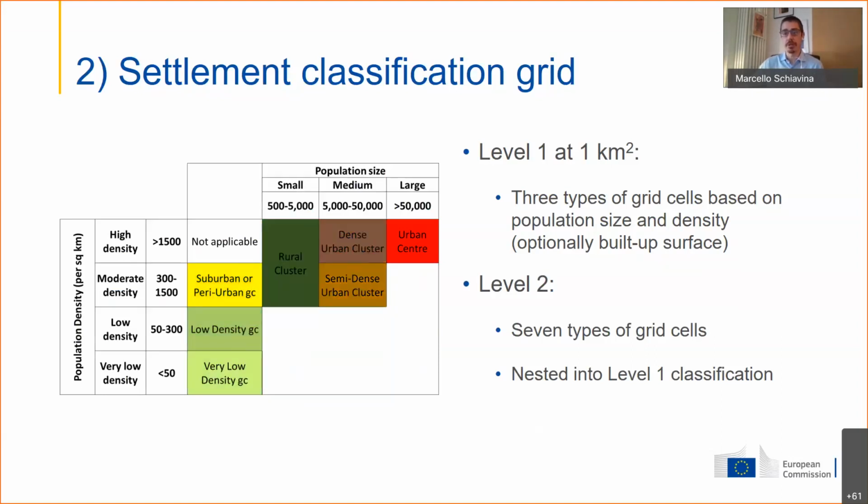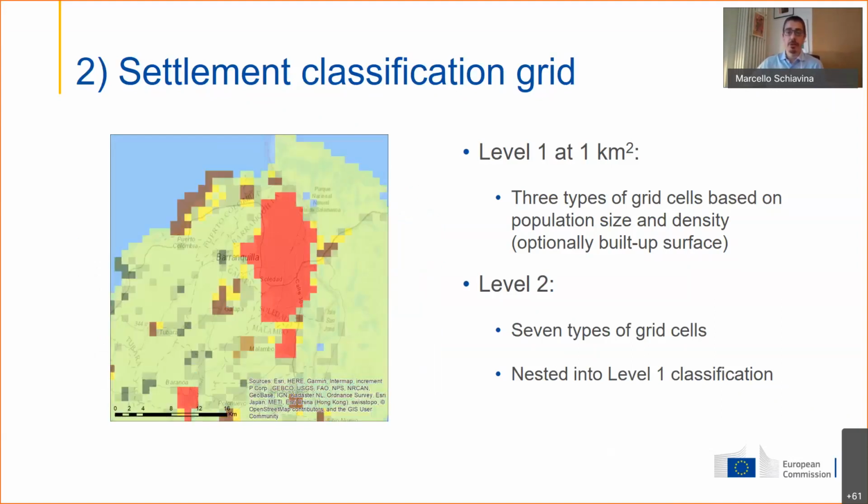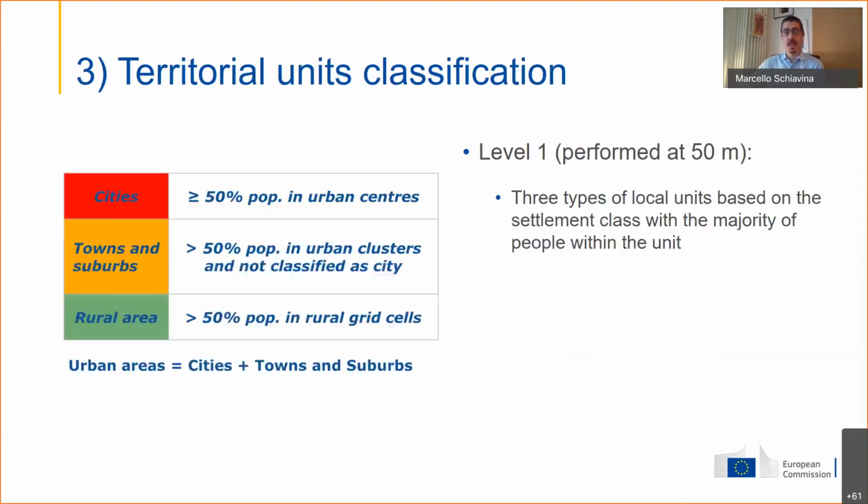Here, the color schema has rural pixels in shades of green, suburbs or peri-urban areas in yellow, and dense and semi-dense urban clusters in shades of brown, while urban centers are still red. And this was our Barranquilla example, which at level 2 shows all small settlements popping up, dense and semi-dense urban clusters and rural clusters. So we have seen how to produce the population grid and the settlement grid. These are the two ingredients to classify any territorial units. Also for this step, there are two levels.